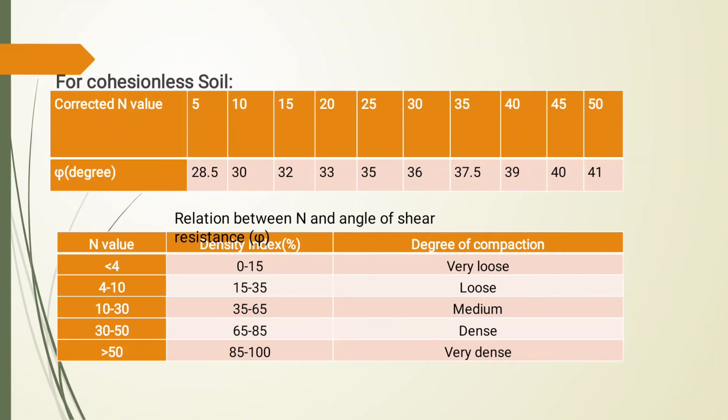If N value is 10 to 30 and density index is 35 to 65, then the degree of compaction is medium. If N value is 30 to 50 and density index is 65 to 85, then the degree of compaction is dense. If N value is more than 50 and density index is 85 to 100, the degree of compaction is very dense.